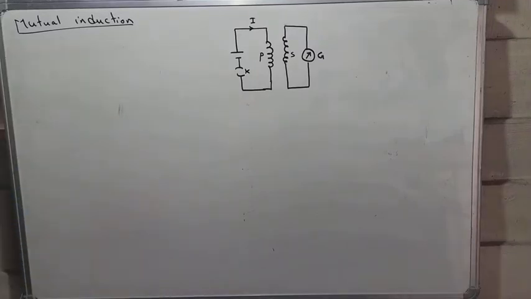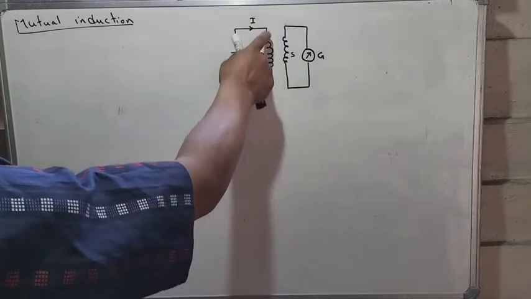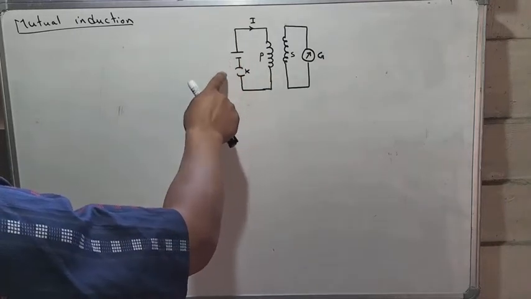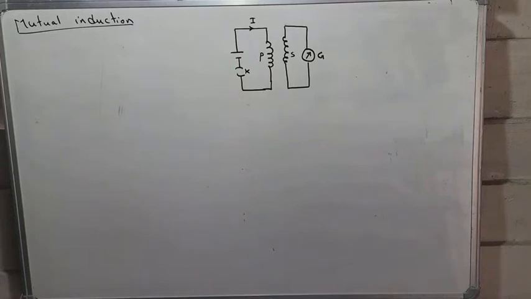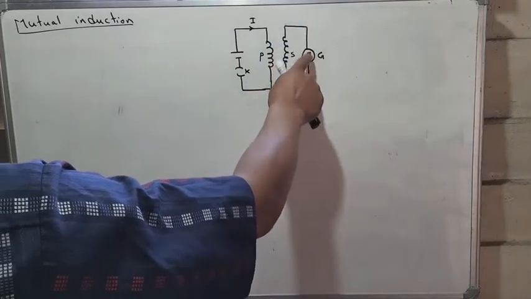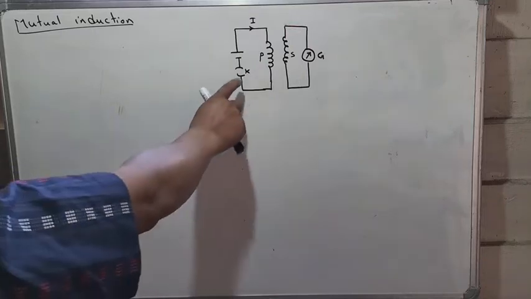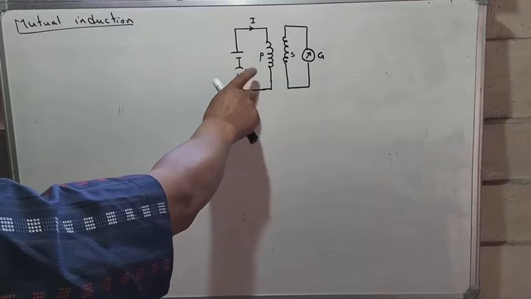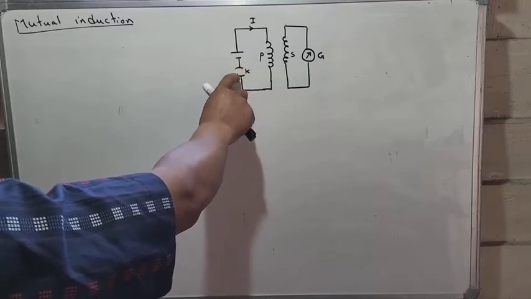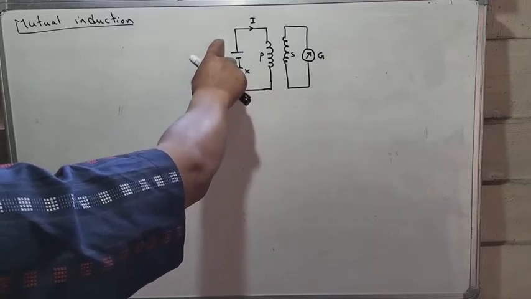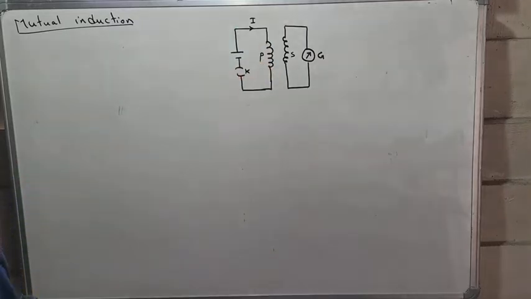Mutual induction. As shown in this figure, we have two coils P and S. The coil P is connected in series with a cell through a tapping key, and this coil S is connected to a galvanometer. Now, when the tapping key in coil P is on, the cell will produce a current I in the coil P.